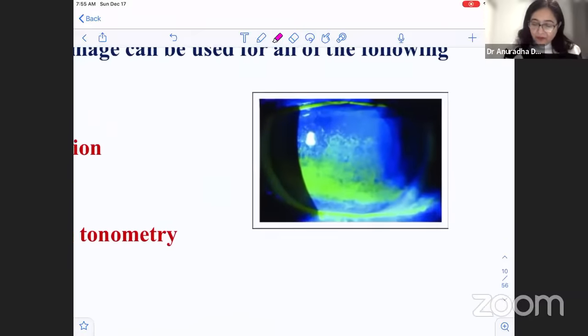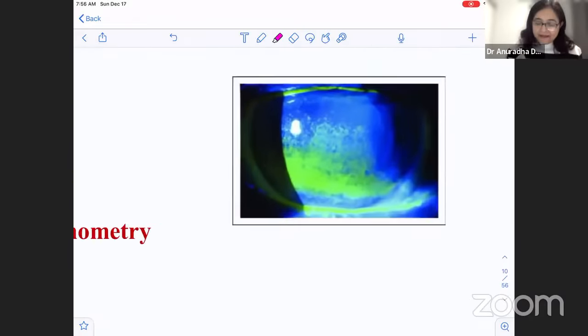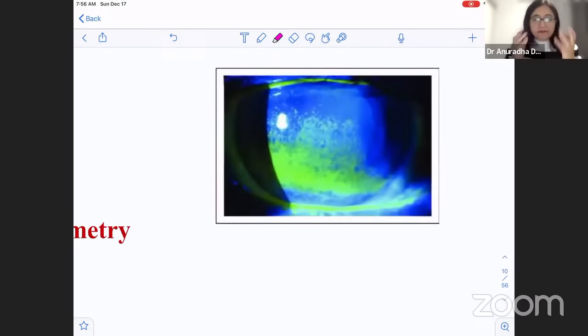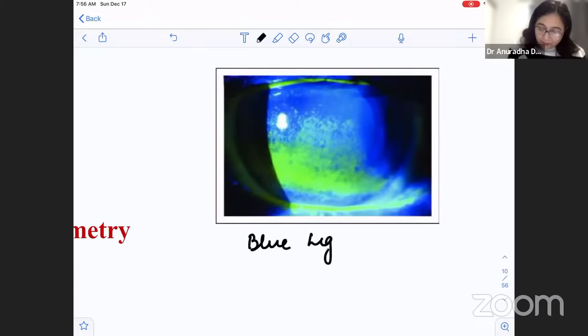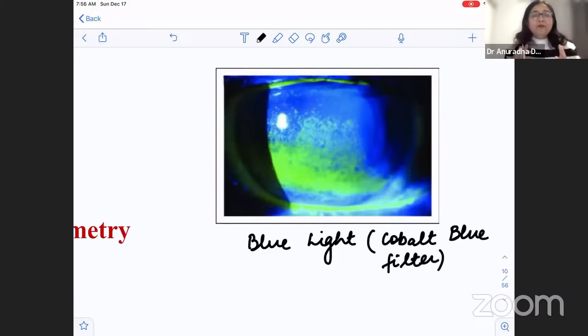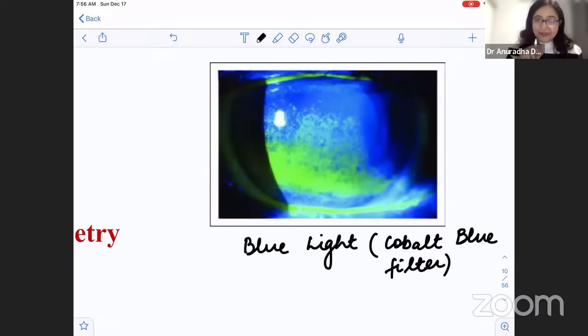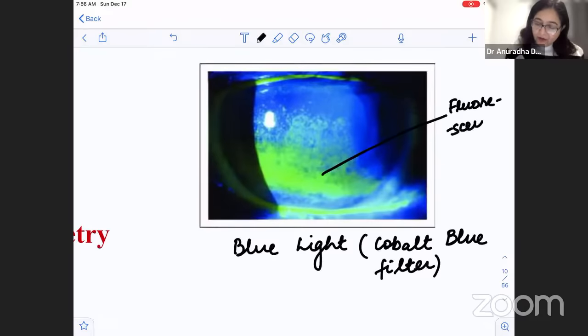So here, first of all, identify which dye this is. This picture, most of you must have seen multiple times. First of all, you can identify that you are looking at this picture in a blue light, which is there because of the use of the cobalt blue filter. You are using the cobalt blue filter on the slit lamp so that you are viewing the eye in blue light. And you can see some green staining on the surface of the cornea. This staining is because of fluorescent dye, sodium fluorescent dye.